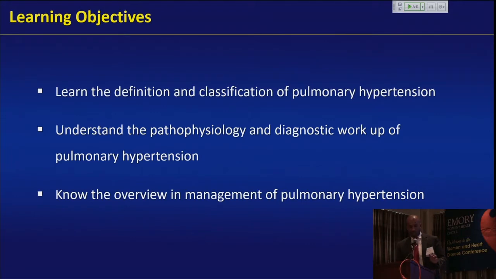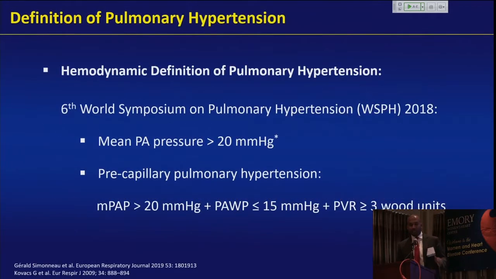If we're going to talk about pulmonary hypertension, it probably will take maybe not 1 or 2 or 3 lectures, but it's a very extensive topic. So we'll try to define pulmonary hypertension, and the definition is pretty straightforward. It's a hemodynamic definition, meaning that the mean pulmonary pressure should be more than 20 millimeters of mercury.